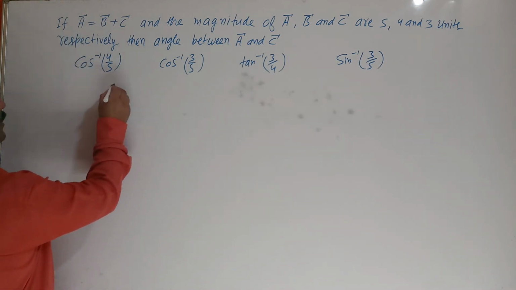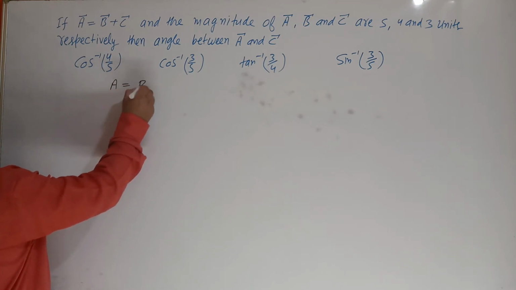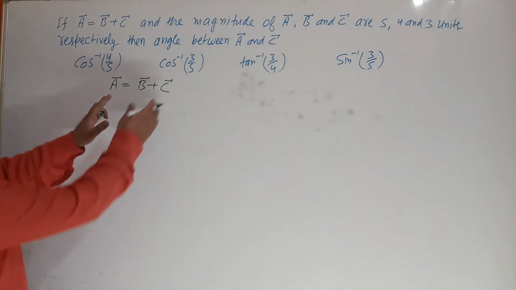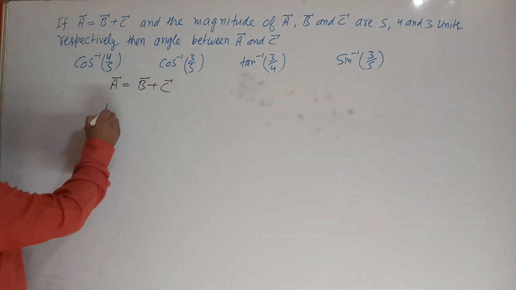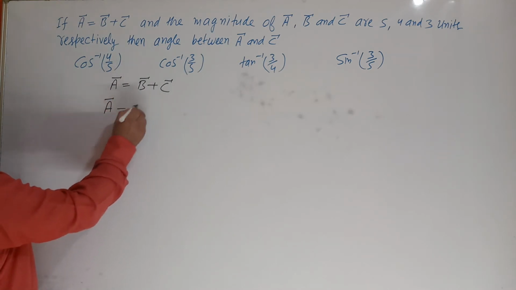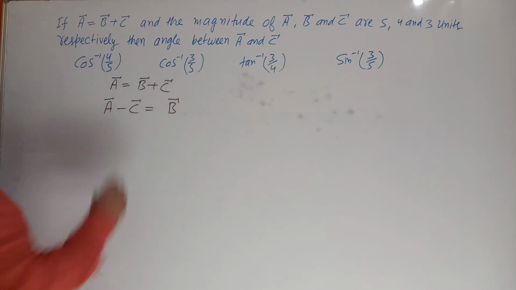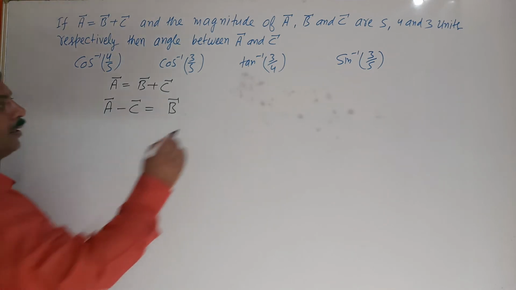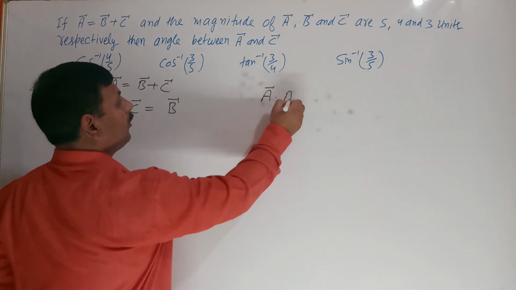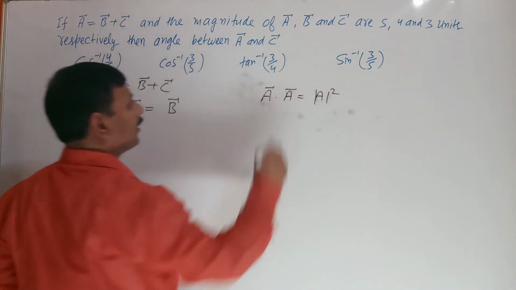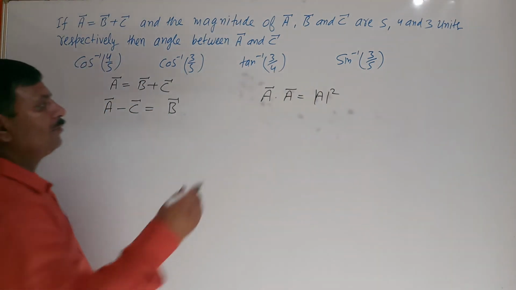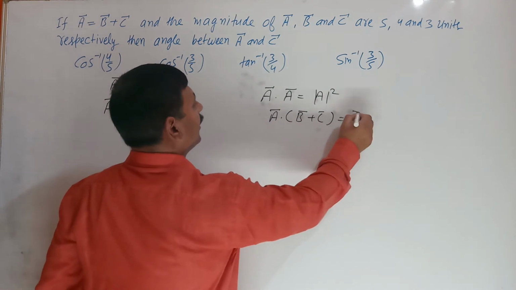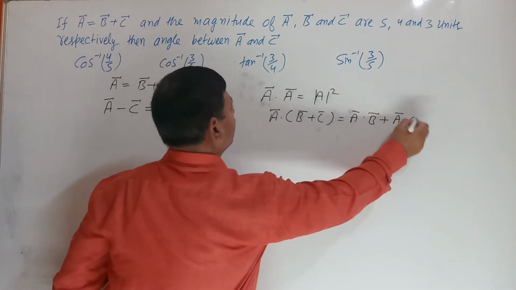See, they have given A is equal to B plus C. If you want to find the angle between A and C, keep A and C on one side. So if I take this C to the left hand side, A minus C is equal to B. Okay. One thing we know, dot product property: A dot A is equal to mod of A square. And the distributive law: A dot (B plus C) is equal to A dot B plus A dot C.